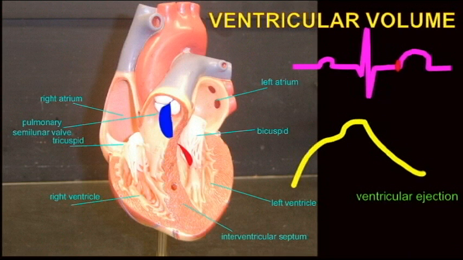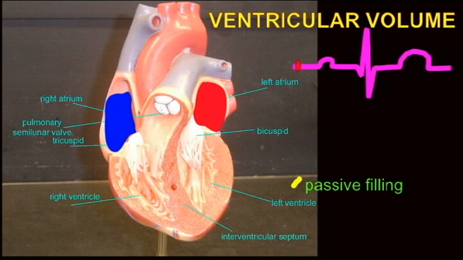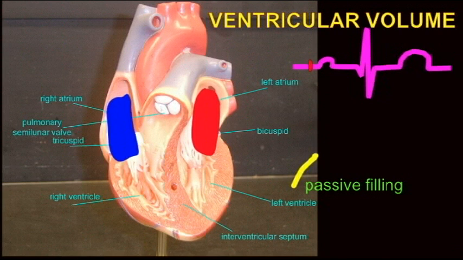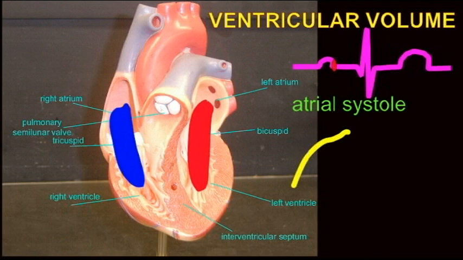When the semilunar valves open at the end of the QRS complex, the ventricles can now eject their blood. And the volume of the ventricles will decrease from the high point at the end of their diastole, the end diastolic volume, and as blood leaves the ventricles, the volume decreases to the end systolic volume, the lowest volume of the ventricles, the ESV, as opposed to the EDV.